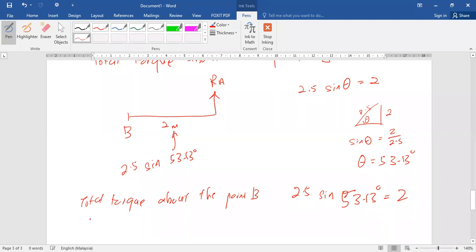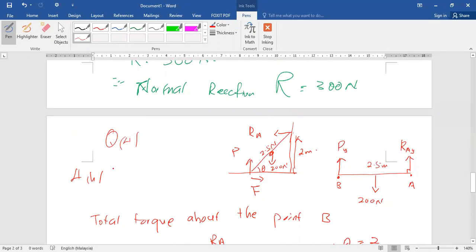About the point B, it will be R times 2. Okay, so minus for the opposite direction. R is anti-clockwise. Normally, anti-clockwise is the positive direction. Clockwise direction will be negative. So minus the other one, which is 200, right? 200 Newton is at the center. Center is equal to how much?